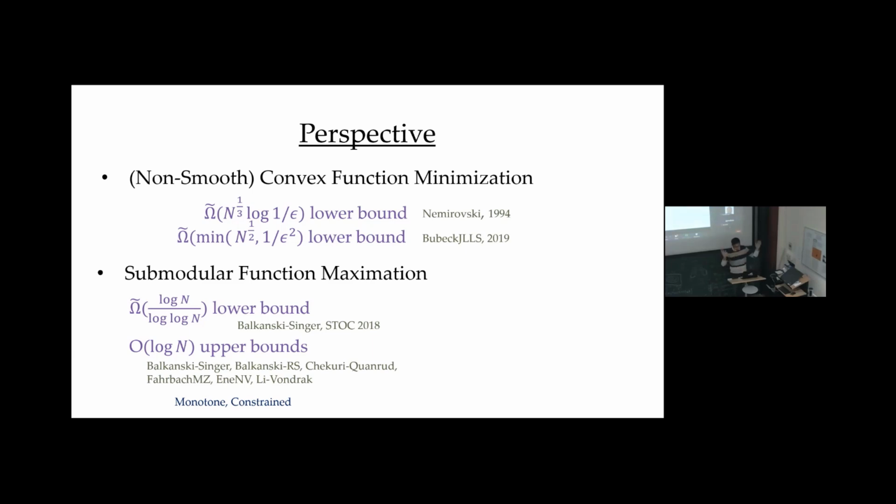But if you look at unconstrained maximization of a non-monotone, general submodular function, there's a half approximation known by a beautiful double greedy, and that can be parallelized to get a half minus epsilon in order 1 over epsilon rounds. Okay, so that's the status of submodular function maximization.